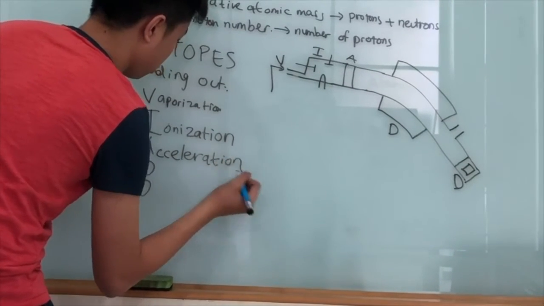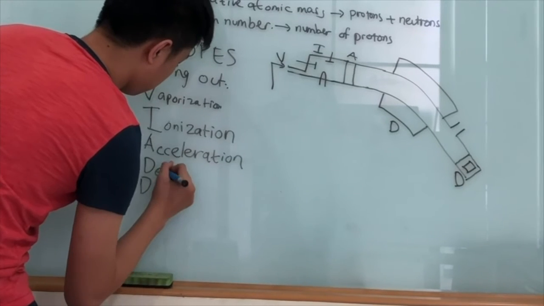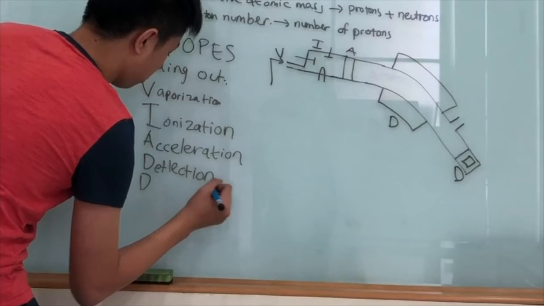Acceleration is when the positive ions are attracted to negatively charged plates and are accelerated in the electric field. Stage 4, deflection, is when the positive ions are deflected by a magnetic field perpendicular to their path. The degree of deflection depends on the mass-to-charge ratio. The species with the smallest mass and the highest charge will be deflected the most.